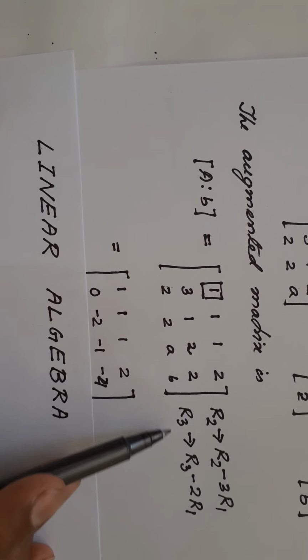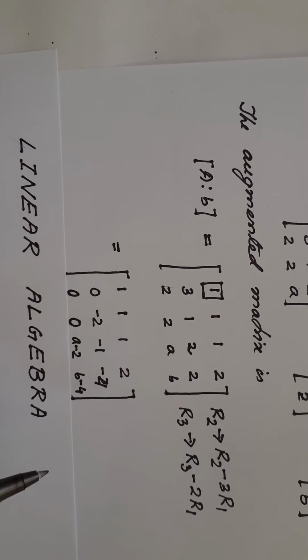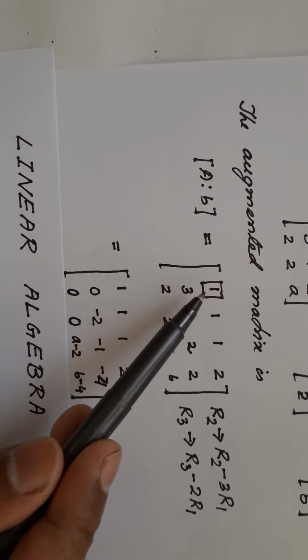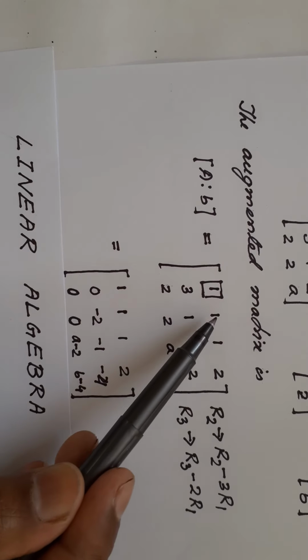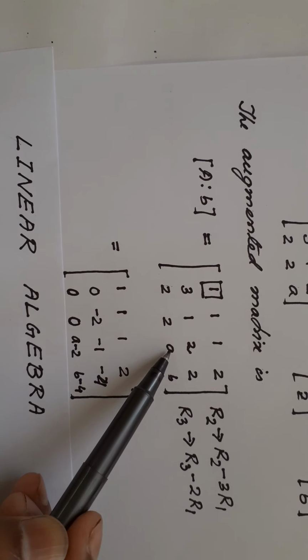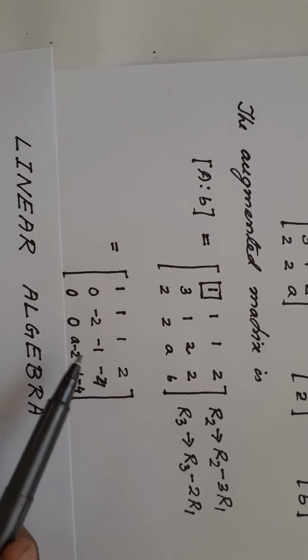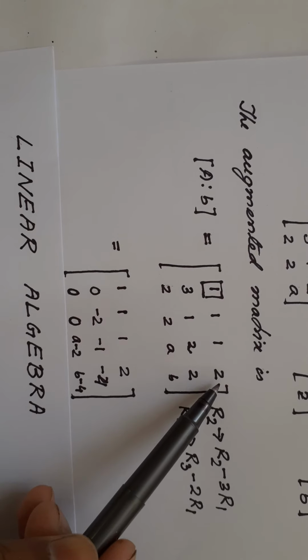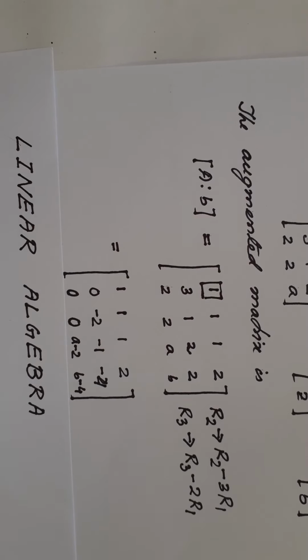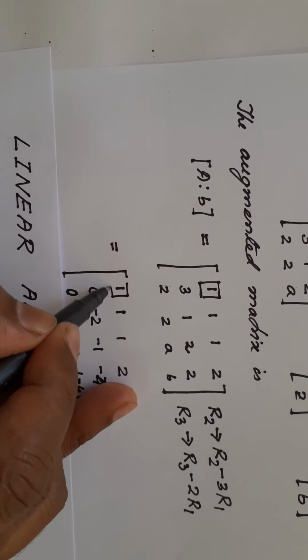Then the second operation, R3 goes to R3 minus 2 times R1. That makes it 2 minus 2 into 1, 0. 2 minus 2 into 1, 0. And then a minus 2 into 1, a minus 2. b minus 2 into 2, b minus 4. So the first pivot is this one.